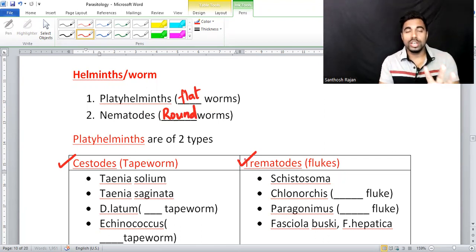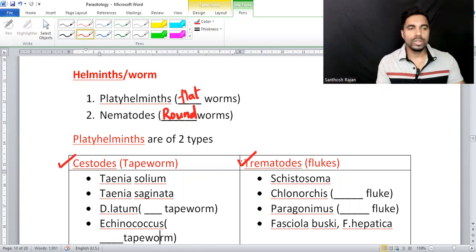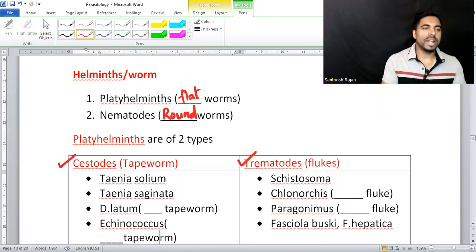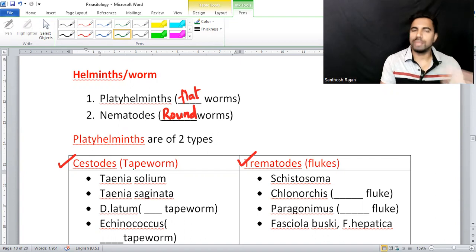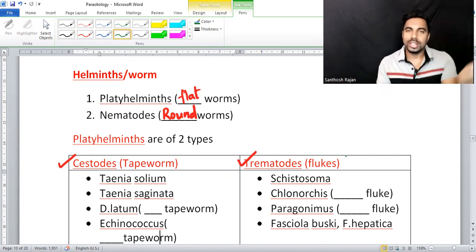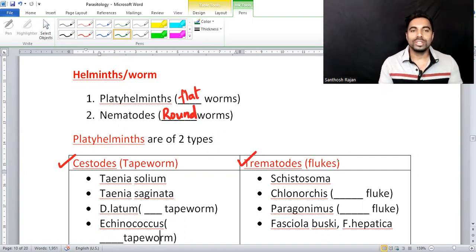It's a little bit confusing and tricky, but definitely it is easy. Just concentrate, and I'll give you the clues and ideas for how to remember. Let's start with the platyhelminthes. We said there are two types, cestode and trematode. Cestode is otherwise called tapeworm, and trematode is fluke. You might have confusion whether the fluke is a trematode, cestode or nematode, so please don't forget.